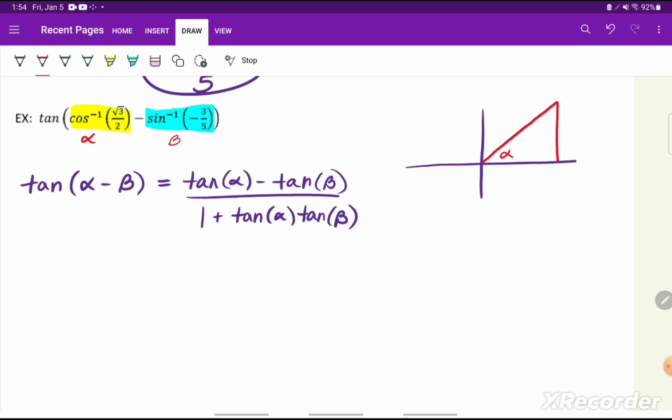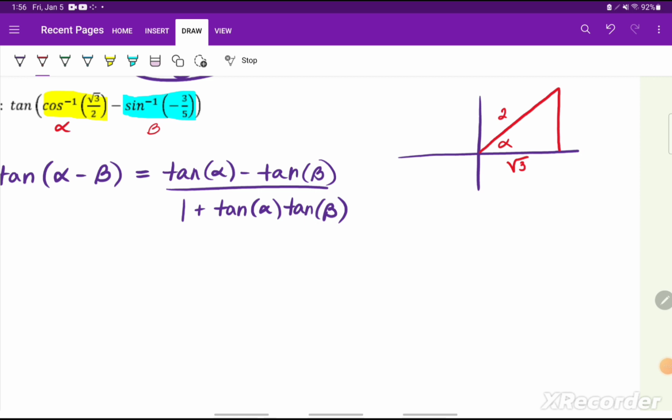Cosine is adjacent over hypotenuse, so our adjacent side is square root of 3, our hypotenuse is 2, and we'll do Pythagorean theorem to find our opposite side. So I'll call that side y. 2 squared is going to be equal to the square root of 3 squared plus y squared.